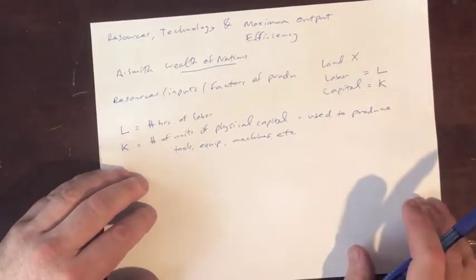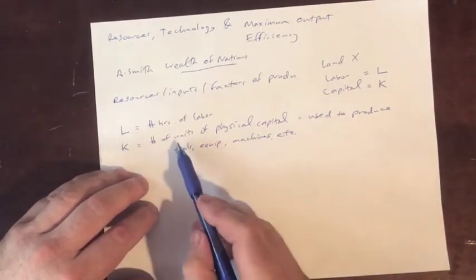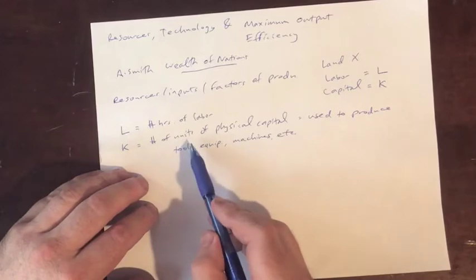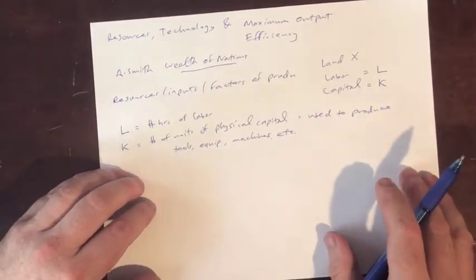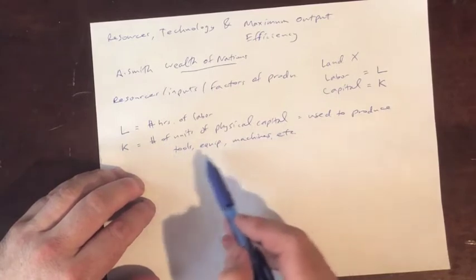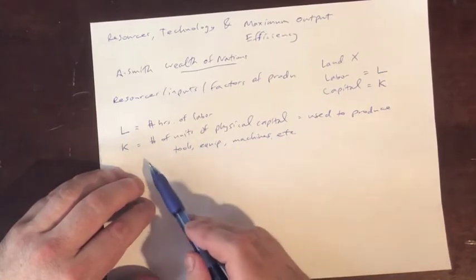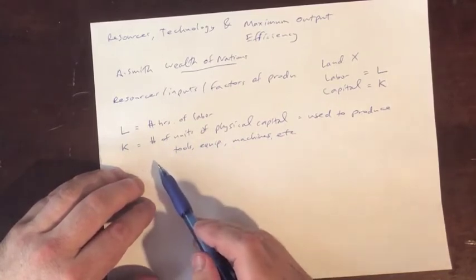Now, you might be wondering, what are the actual units? All I said is the number of units. This is actually an issue in neoclassical economics. What are the units of capital? There are no natural units of capital. That's kind of the problem.